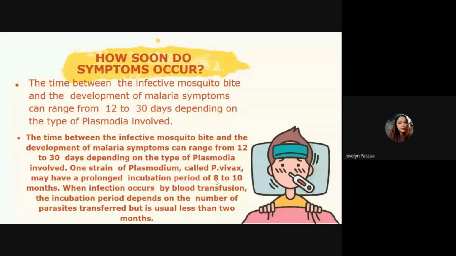So, how do symptoms occur? The time between the infective mosquito bite and the development of malaria symptoms can range from 12 to 30 days, depending on the type of plasmodium involved. One strain of Plasmodium called P. vivax. The P. vivax or Plasmodium vivax, this is the one species of malaria parasites na typically nag-infect sa humans. It is a protozoal parasite na nagsasanhi ng pagkakaroon ng sakit ang isang tao, and may have a prolonged incubation period of 8 to 10 months. This incubation period is yung time between sa kagat ng lamok tsaka yung simula ng sintomas.